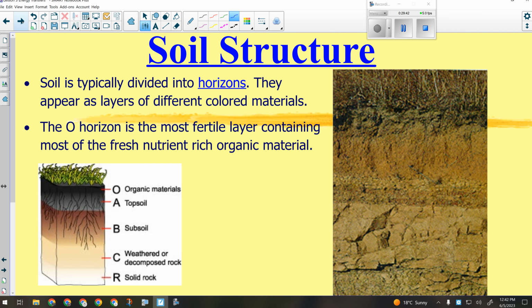Now, how many of you have dug a hole? Okay, good. You haven't lived until you've dug a hole. So if you dug a hole, or if you looked at where they dug out a hole for a house or something like that, you can see the different layers of soil. You got the dark stuff near the top, that's the topsoil, that's the A horizon. Below that is clay, right? If you ever dug a hole, almost immediately you hit clay, and it's hard to dig through.